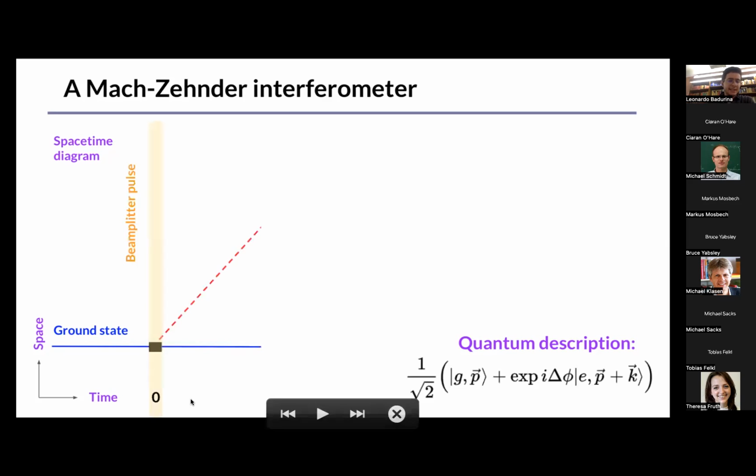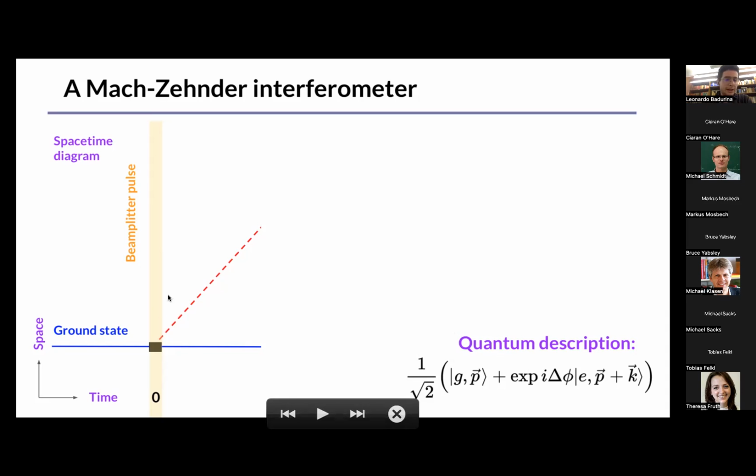Then at time zero, as soon as I apply the first beam splitter pulse, which I consider the time at which I start recording time, I apply this beam splitter pulse, which, if you recall, would be the pi/2 pulse defined in the previous slides. In so doing, I create this quantum superposition of a ground state with external momentum p and an excited state with momentum p plus k. And I've already caused some sort of relative phase shift encoded by this delta phi term.